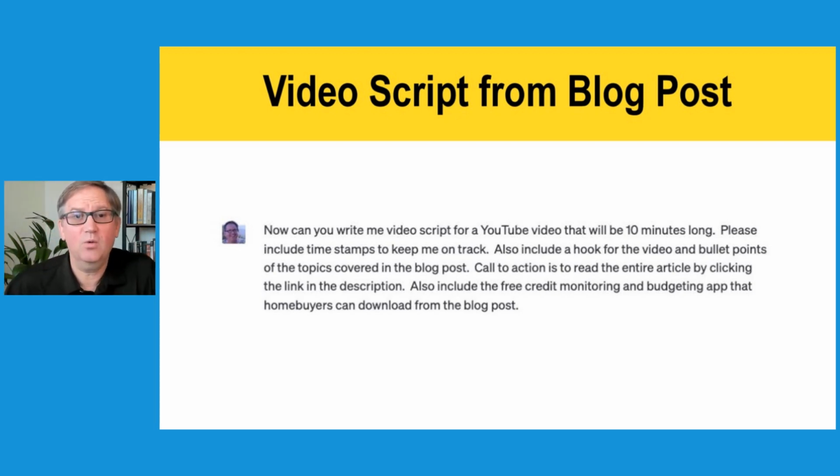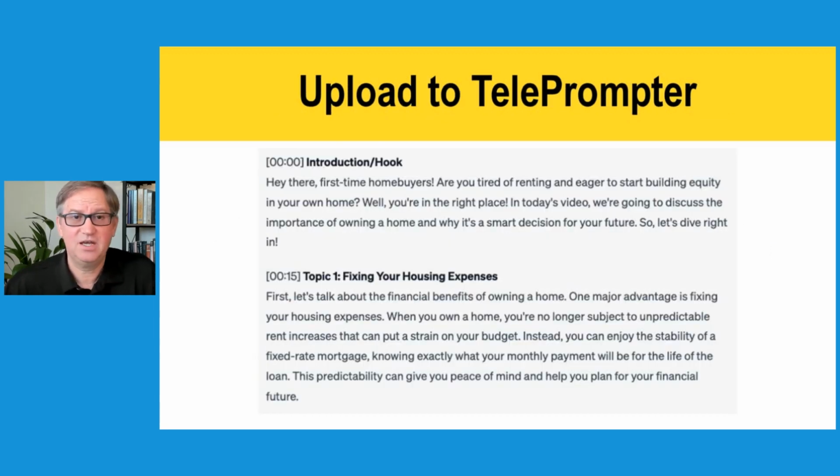So write me a video script for YouTube that's going to be 10 minutes long. Please include timestamps to keep me on track. Also include a hook for the video and bullet points of the topics covered in the blog post. The call to action is to read the entire article by clicking the link in the description. Also include the free credit monitoring and budgeting app that homebuyers can download from the blog post.